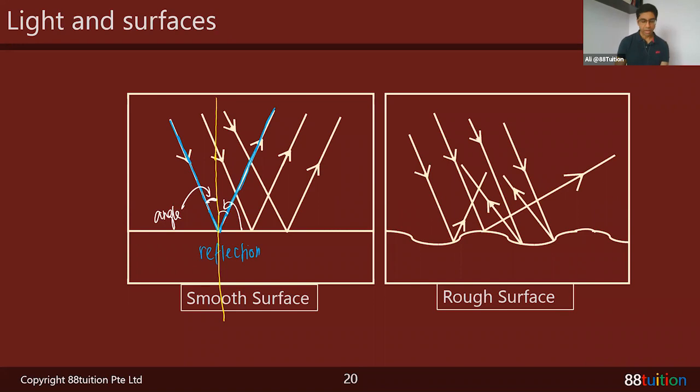And this angle are equal. If they are equal, that means the bouncing of the light is exactly symmetrical. That means the surface that you actually hit is very smooth. So you can calculate the angle first by drawing the normal. The normal is drawn perpendicular to the surface.